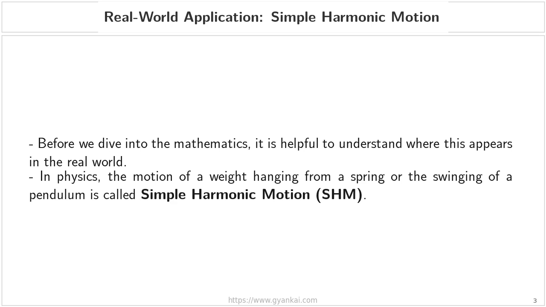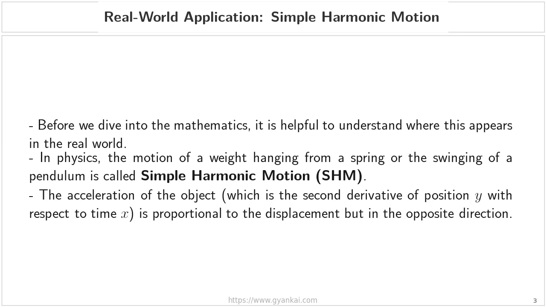In the field of physics, the repetitive back-and-forth movement of a weight hanging from a spring, or the steady swing of a pendulum, is known as simple harmonic motion. In such a system, the acceleration of the object, which, as we have already discussed, is represented by the second derivative of the position, y with respect to time, x, is proportional to the displacement of the object, but it acts in the opposite direction.